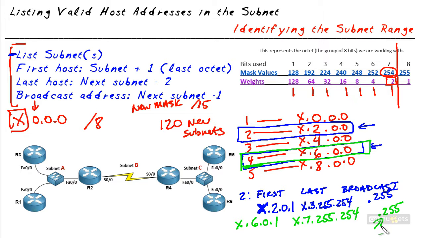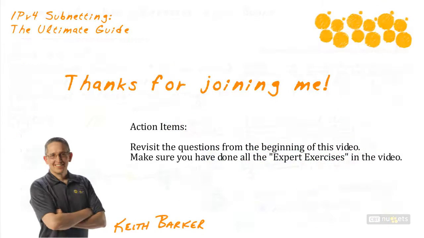What we've done in this video together is we've identified, for an 8-bit or a 16-bit or a 24-bit mask, how we would go about identifying not only the subnets but also the valid IP addresses of hosts that could be in those subnets. Here are our action items for this video. Number 1, of course, is you need to make sure that you've participated in the exercises in this video about calculating the first valid IP address and the last valid IP address for a given subnet. Secondly, go back to the opt-out questions at the very beginning of this video just to validate that you can now correctly and comfortably answer each and every one of them.